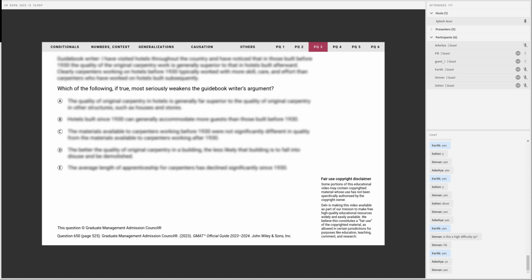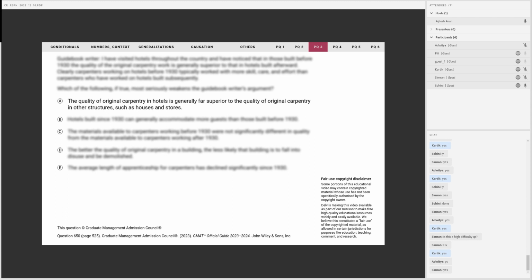So, our task is quite straightforward over here. We just need to weaken the argument. Let's start. Anyone who's ready with option A, let me know. How would you take it out? Basically, here they are comparing the hotels to other structure, houses, and stores. But in the question, the comparison is 1930s hotel versus hotels which has been built after 1930.